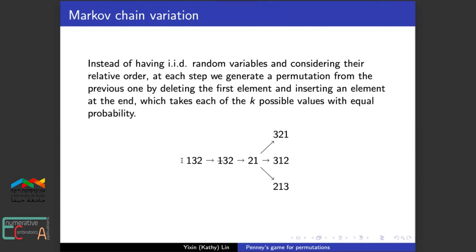So starting from 132, we have 3 possibilities, 321, 312, and 213, to show up at the next step, and they all have probability 1/3. And it's impossible to go from 132 to 123 in this case.